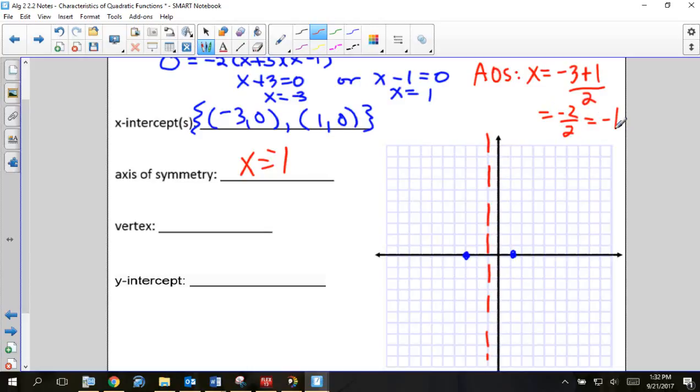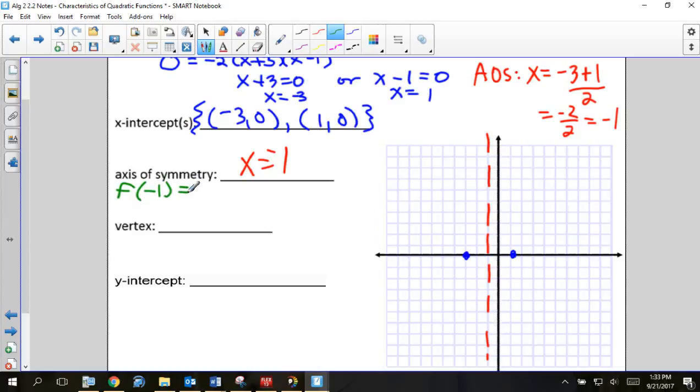How do we find our vertex when you know the axis of symmetry? Same way you did it before. How do you do it? Plug it in for x. We're going to do f of -1.